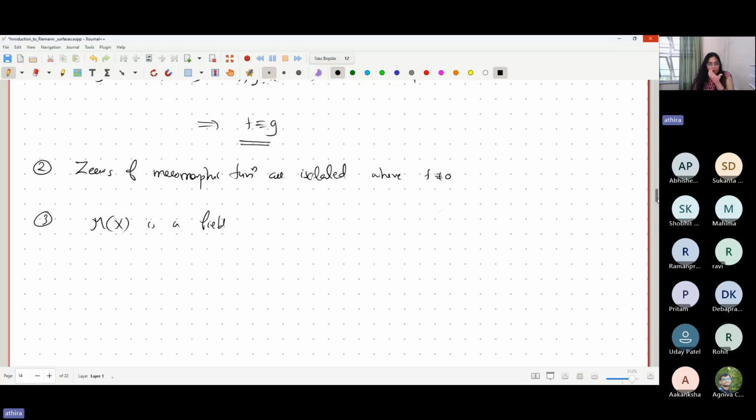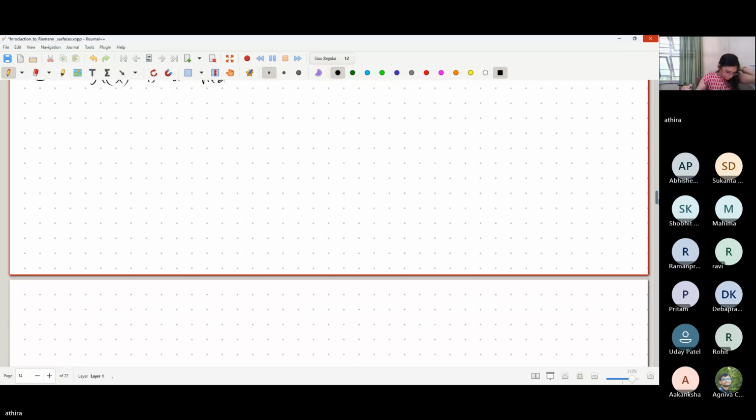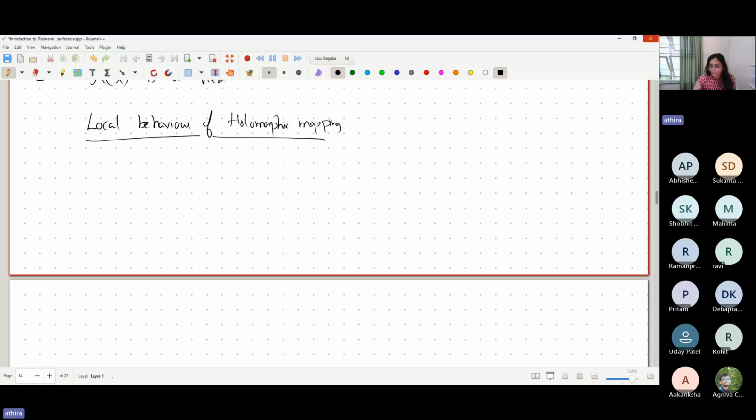The local behavior of holomorphic mappings. Actually, this result is very important. We can see all meromorphic functions as polynomials; the composite map is a polynomial function like this. We will see this one. I will write the theorem.